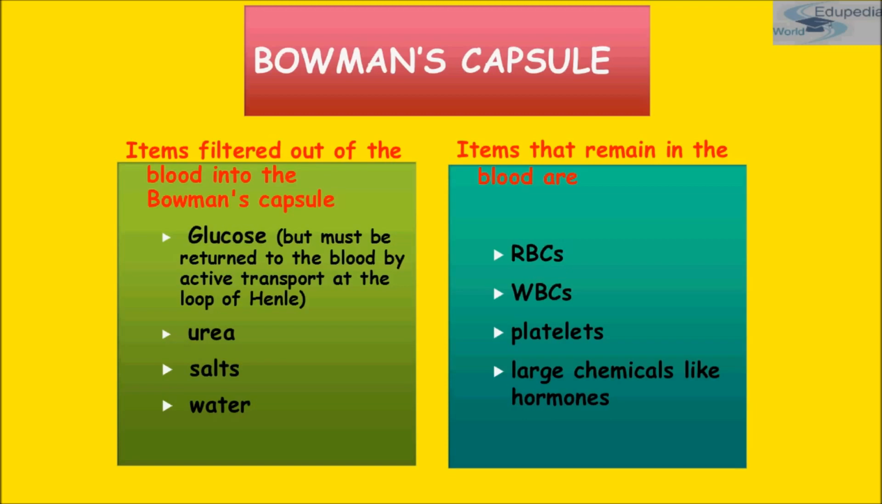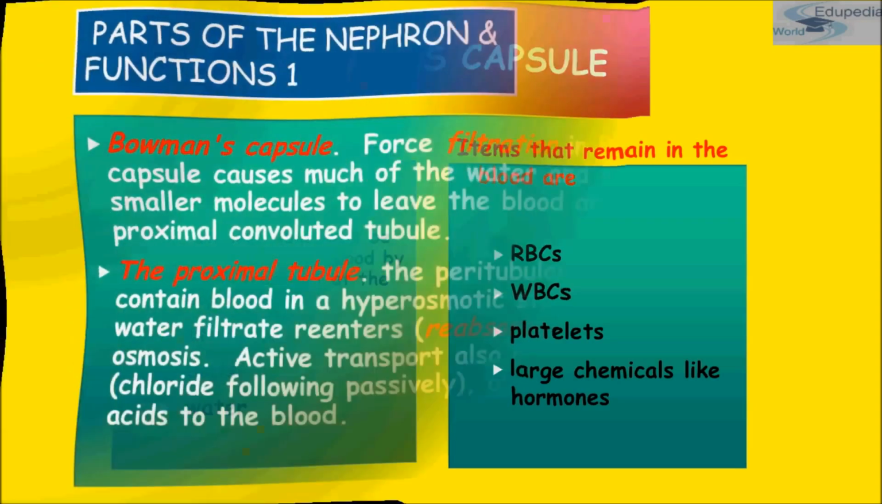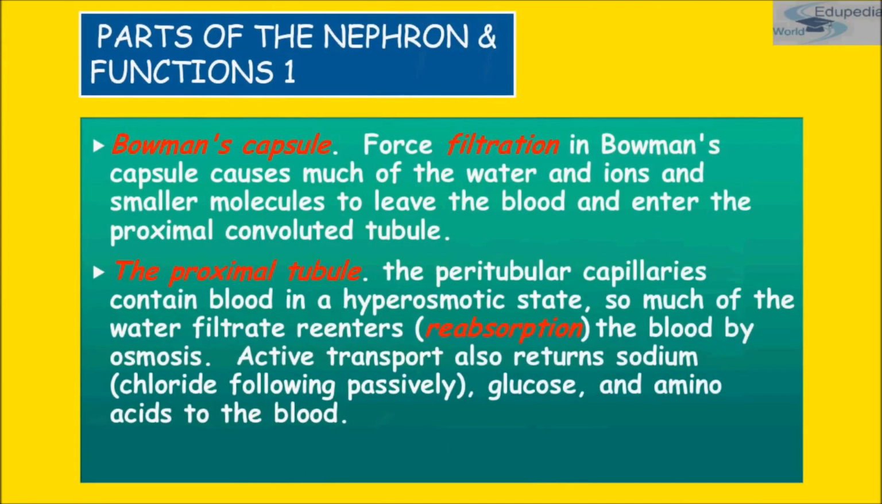Now we'll talk about the items that remain in the blood in Bowman's capsule: RBC, WBC, platelets, and larger chemicals like hormones. Now we'll be studying the parts of the nephron and function 1, that is in Bowman's capsule. Force filtration in Bowman's capsule causes much of the water, ions, and smaller molecules to leave the blood and enter the proximal convoluted tubule.